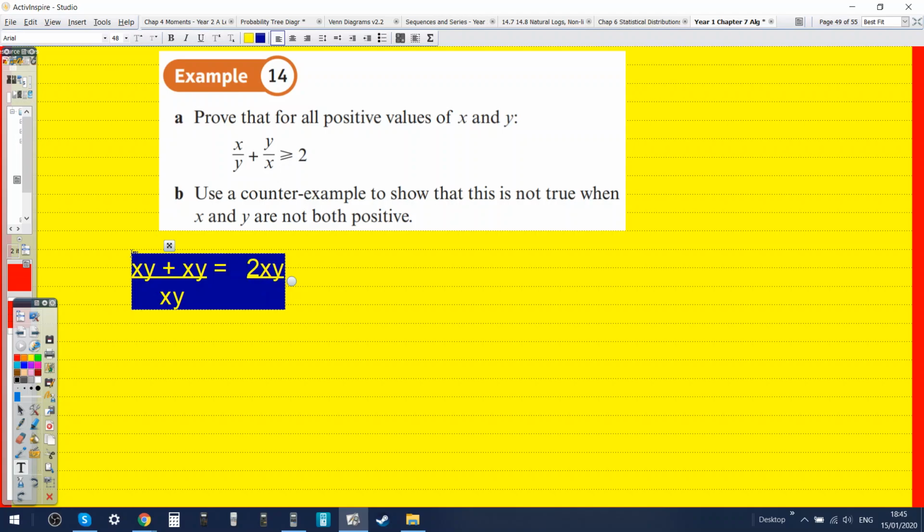So we could do x as minus 2 and y as minus 3. So minus 2 over minus 3 plus minus 3 over minus 2. That one doesn't work.